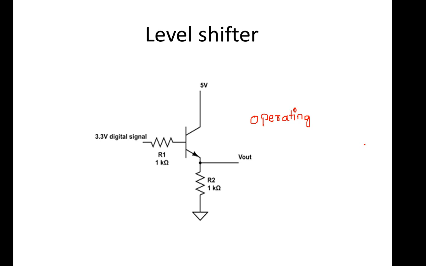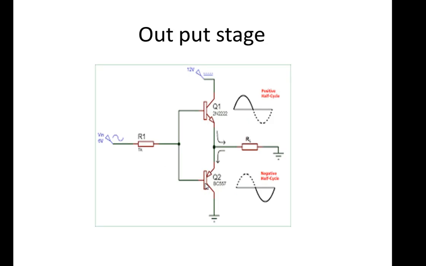Here the level shifter is basically the emitter follower circuit. It acts as a buffer to isolate the high gain stages from the output stage. So this is the level shifter circuit. The required voltage can be obtained from this point. This is the level shifter. The next one is the output stage.